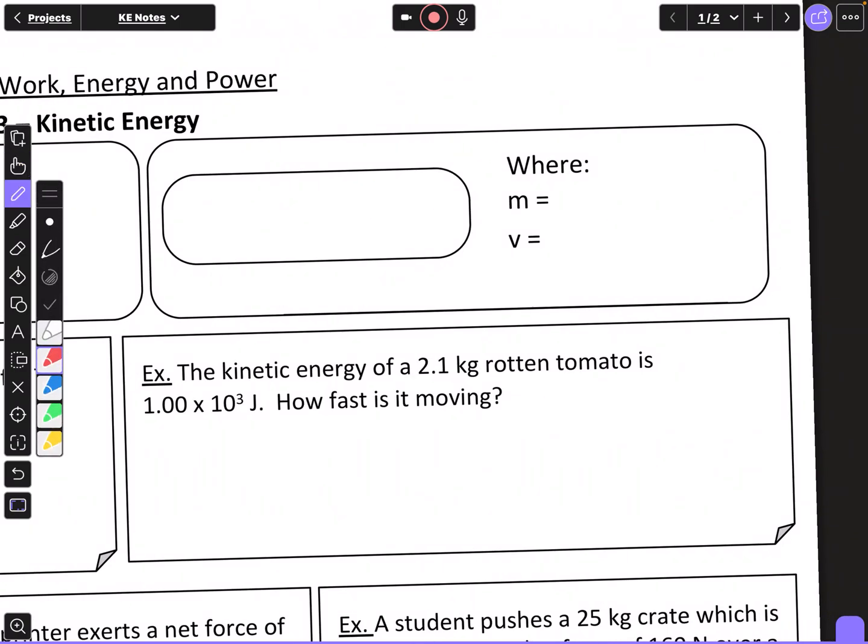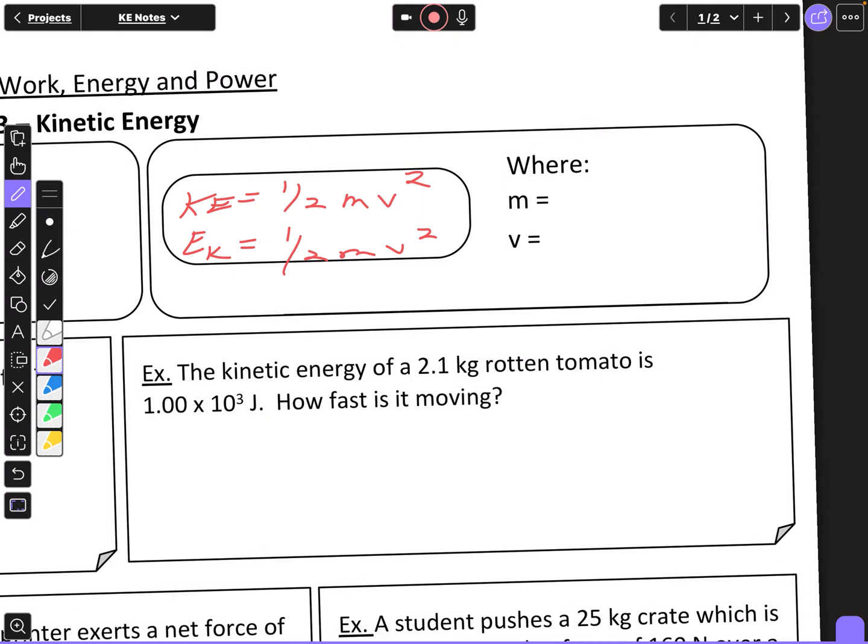And our equation for that is, we can use KE for kinetic energy, and it's 1/2 mv squared. That's the equation. So we could write it like this: E subscript K, that's kinetic energy, equals 1/2 mv squared. Either one of those forms you want to use.